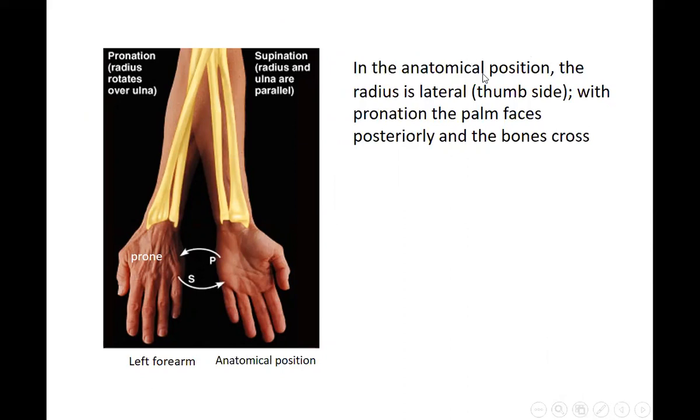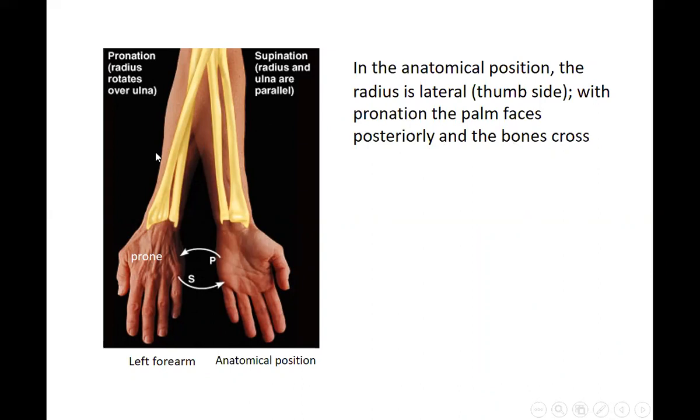In anatomical position, the radius is lateral, away from the center. It is called the lateral, towards the thumb. This is the thumb here, so towards that the radius bone is present. With pronation, the palm faces posteriorly and the bones cross.